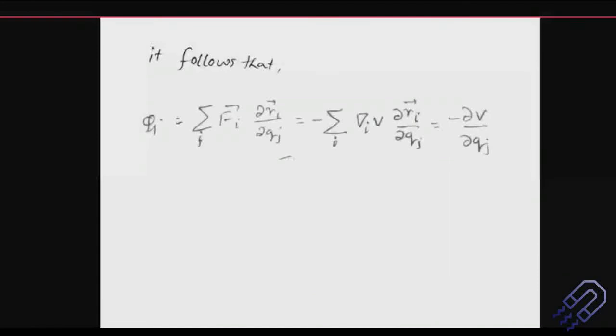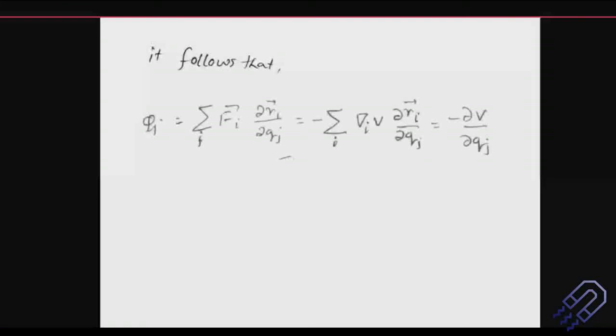We already have the generalized force Qj is equal to the sum of Fi dot delta ri by delta qj. We'll just replace this F by minus del i V. It is done very intelligently, because we have a force term and we need a potential term, so we simply replace the relation. We can write it down as minus del i V, dot delta ri by delta qj.